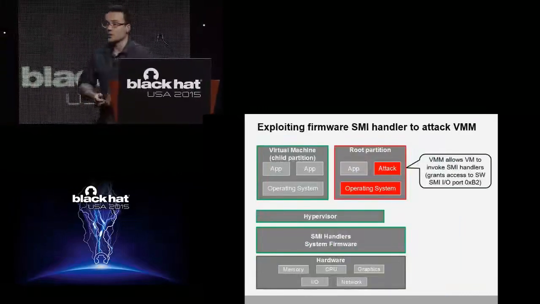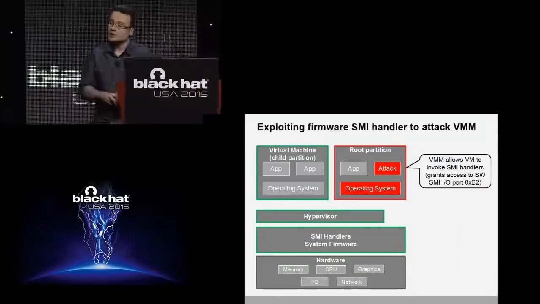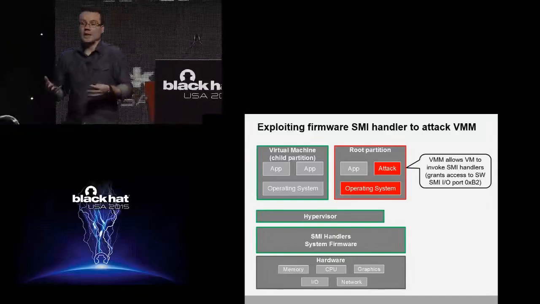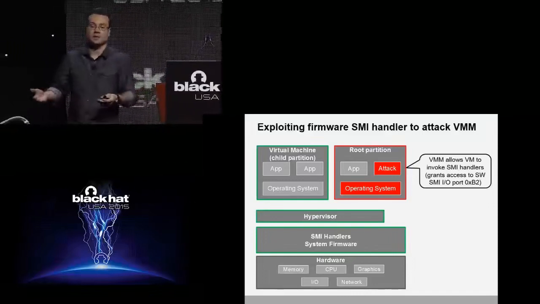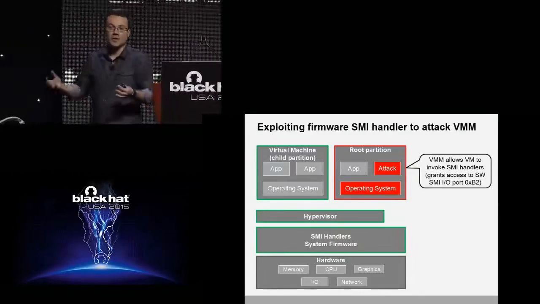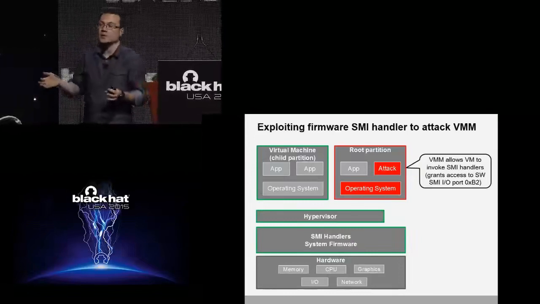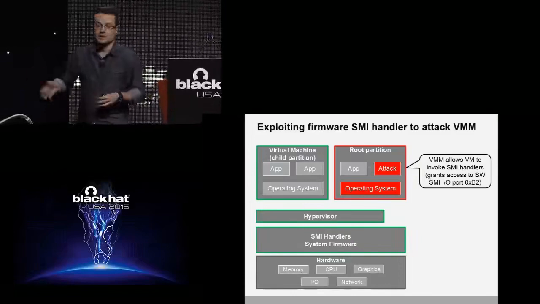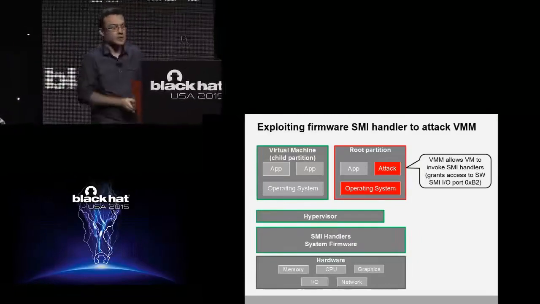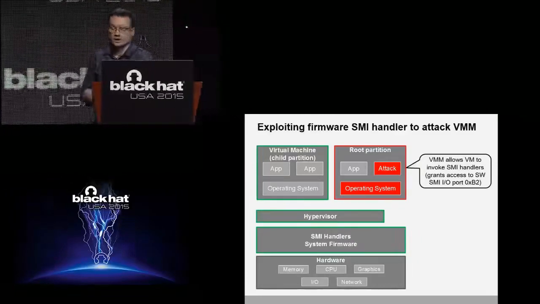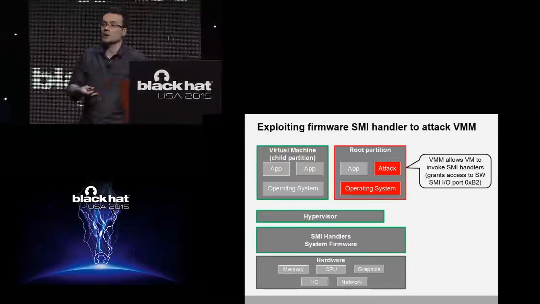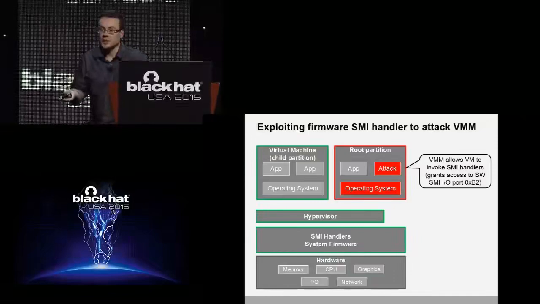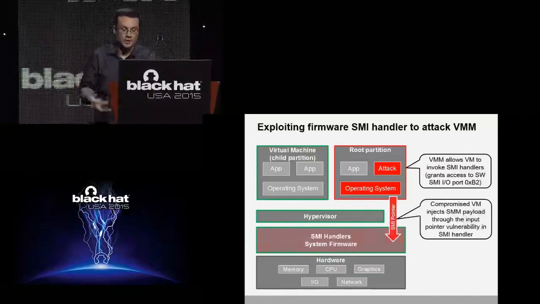So this is how that would work with the hypervisors. Assume that there is a specific virtual machine that has direct access to that SMI interface, and the hypervisor is basically providing that direct access to that specific virtual machine. In this case, this is a privileged guest, the root partition. And the hypervisor here basically allows that root partition to trigger an SMI through the port B2, IO port B2.